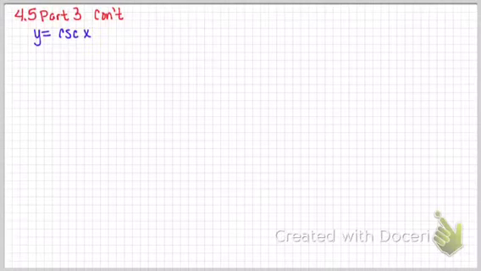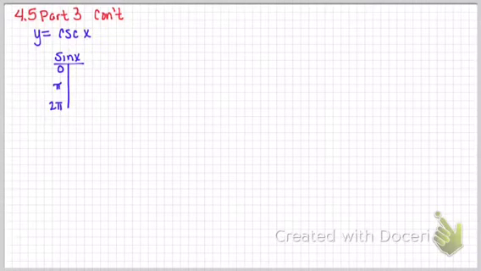Continuing with 4.5 part 3, let's talk about now the properties of cosecant. So we got y equals cosecant of x, which remember cosecant is a reciprocal of sine. So we actually don't have a new table. We're going to use the sine table to help us graph this. Alright, so remember our sine table. So sine has a period of 2 pi. So cosecant is also going to have a period of 2 pi.